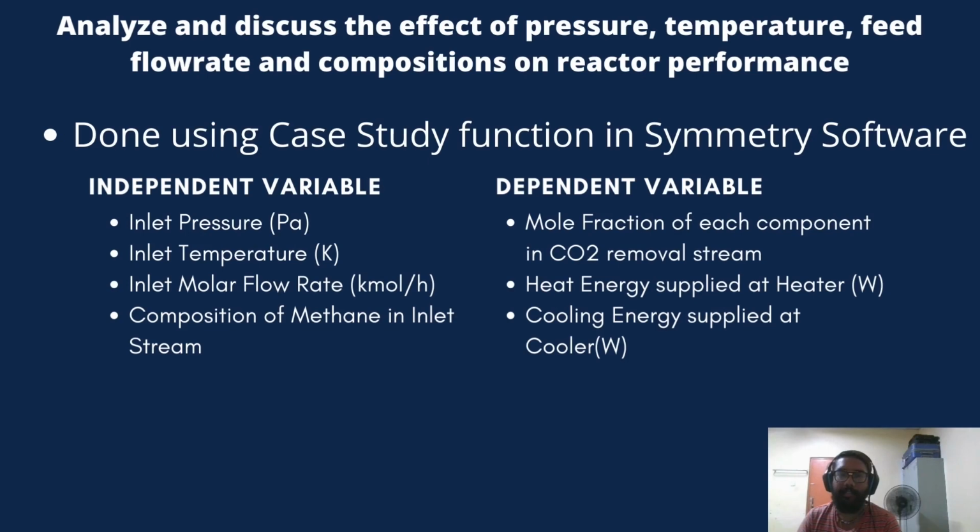Next, we analyze and discuss the effect of pressure, temperature, heat flow rate, and composition on reactor performance. This is done using the case study function in Symmetry software. The independent variables are inlet pressure, inlet temperature, inlet molar flow rate, and composition of methane in the inlet stream. And the dependent variables are mole fraction of each component in the CO2 removal stream, heat energy supplied at the heater, and cooling energy supplied at the cooler.